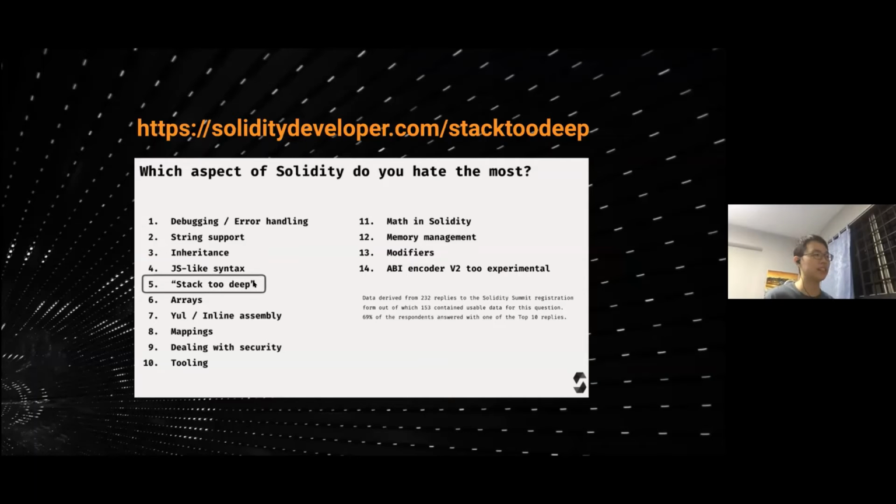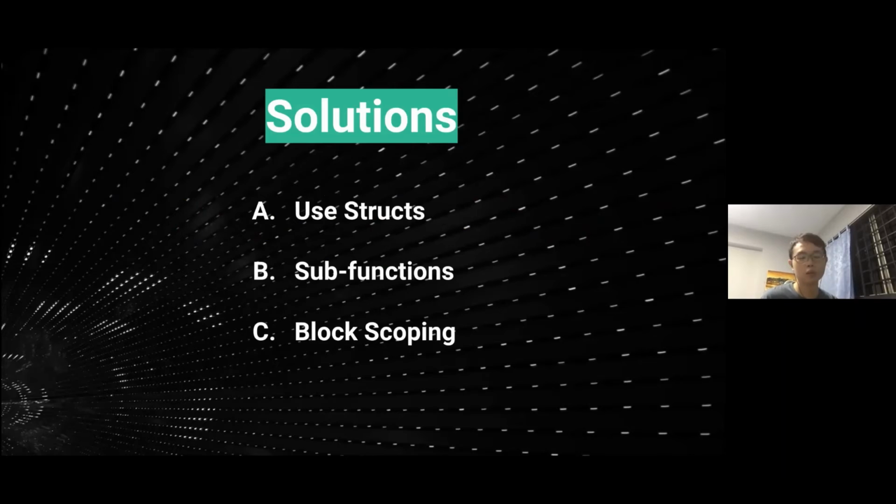So what exactly is this stack too deep problem? You can't have more than 16 local variables in your function. It's because of how the stack works. In the contract, your storage is defined in contiguous 32-byte slots, so if you have too many, it will run into an error. In this case, the limit is 16. There are a few solutions that you can use to get around this problem.